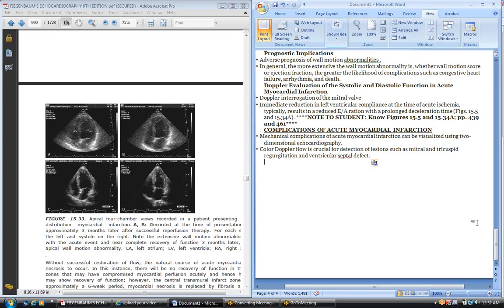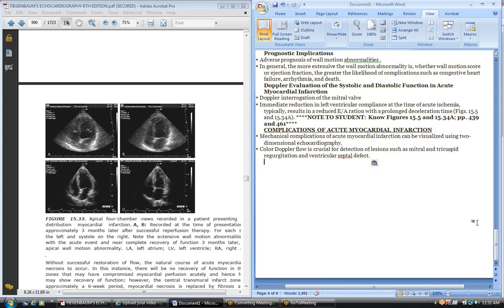Doppler evaluation of the systolic and diastolic function in acute MI. Doppler interrogation of the mitral valve inflow. Remember, diastolic dysfunction accompanies MI. Immediate reduction in left ventricular compliance at time of acute ischemia typically results in a reduced E to A ratio with a prolonged deceleration time. We've already talked about that.